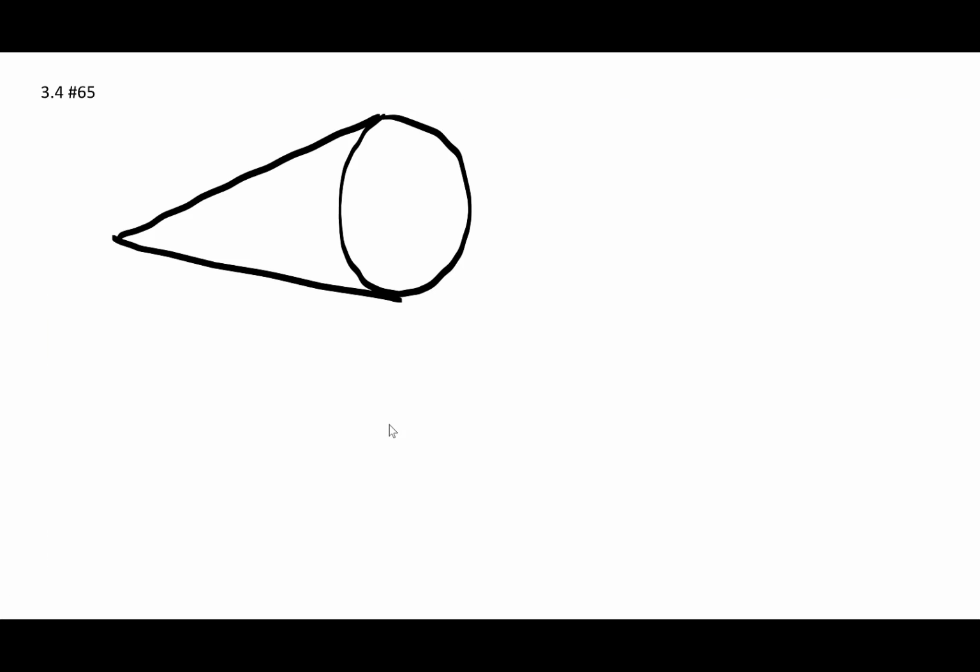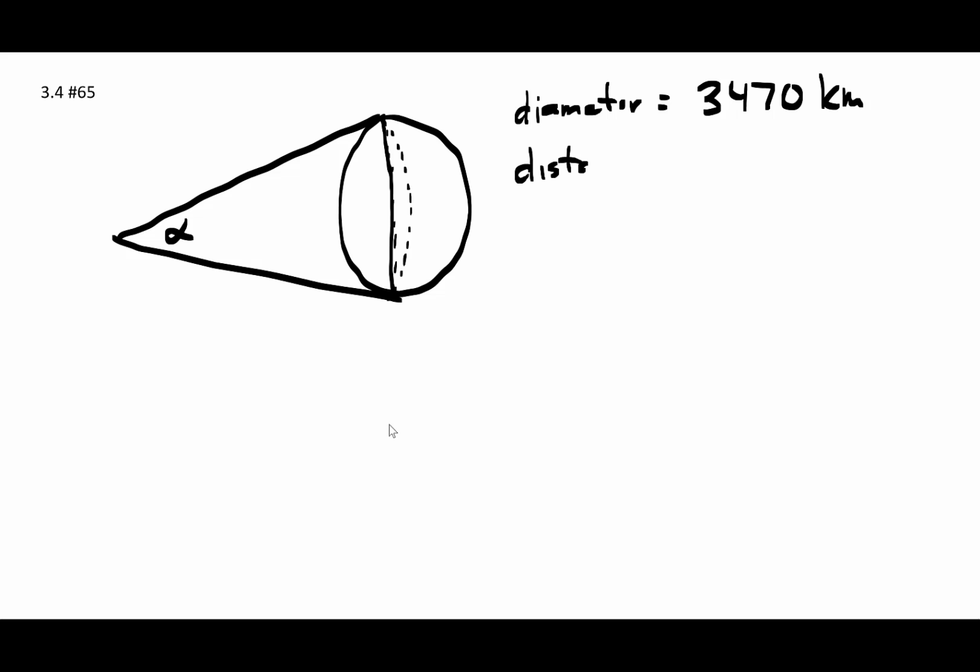Alright, so let's work this out here. There's my chord coming down. Here's my arc sort of coming down. And they're fairly close, especially if you're looking thousands of miles away. So let's go for it here. There's my alpha. And it says that the diameter of the moon is 3,470 kilometers. And then it says the distance from Earth to the moon is 384,000 kilometers. Alright, so how do we do this?